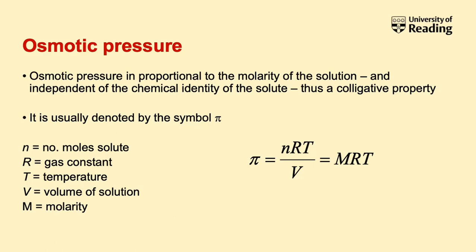And this is what makes it a colligative property. It depends on the concentration of the solute, so the number of moles of the solute, N, but it doesn't have any terms that depend on any of the chemical properties of the solute. So R is the gas constant, T is temperature, and V is the volume of the solution. Okay, osmotic pressure is normally denoted by the symbol that's the same as pi.